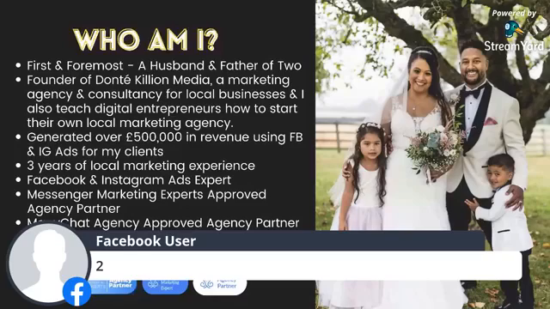I just want to let you guys know that I'm a real person, as you did see on the screen a second ago. First and foremost, I'm a husband and a father of two, Amara and Lamar. That's my beautiful wife, Vicky. We actually got married in August of this year inside of a lockdown, inside of a pandemic, which is pretty cool. Something to always talk about, because people are like, how the hell did you do that? But that was really cool. So that's our wedding day. And I own a marketing agency and a consultancy for local businesses, called Dante Killion Media. Generated over 500K in revenues in Facebook and Instagram ads. Been doing this for around 3 years. And I use Facebook, Instagram, and so on. So that's a little bit about who I am.